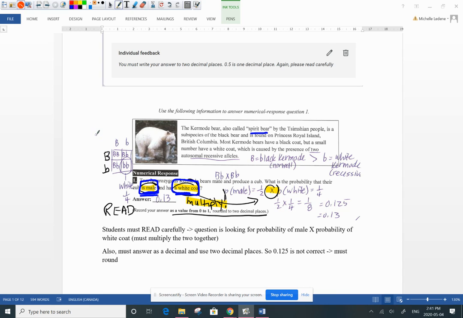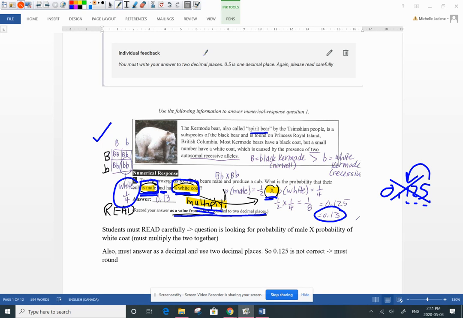So a lot of you did the Punnett correctly, and you found, well, it is 1/4, so it'd be 0.25. But you forgot they're looking for the fact this is an "and," so you have to multiply the two probabilities. Probability of male and probability of white. A half times a quarter is 1/8. And then read carefully. This value is going to be rounded to 2 decimal places. So if you wrote 0.125, you did not get the answer correct. That's 3 decimal places, not 2. You had to round this, and the answer is 0.13.